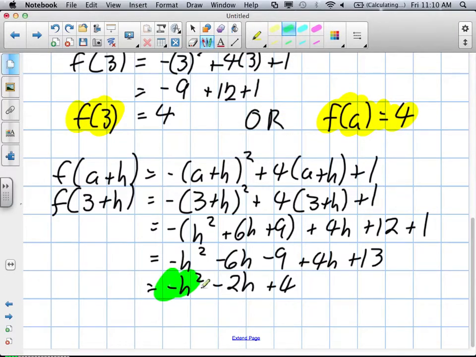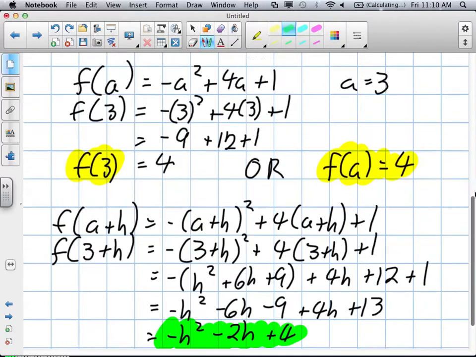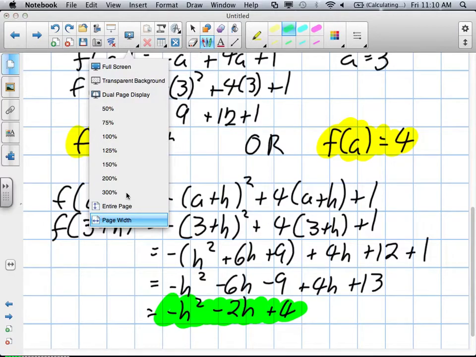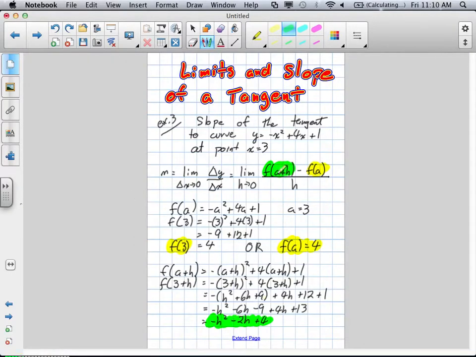That is what our f at a plus h is. I guess we'll zoom out so you can see it a bit. So we figured out the two top parts of the formula. We're now going to take these values and plug them in.